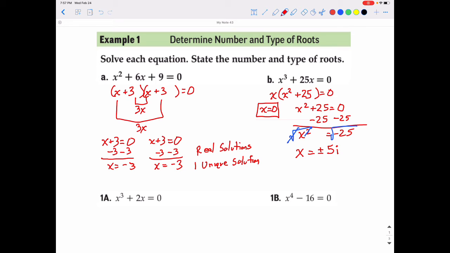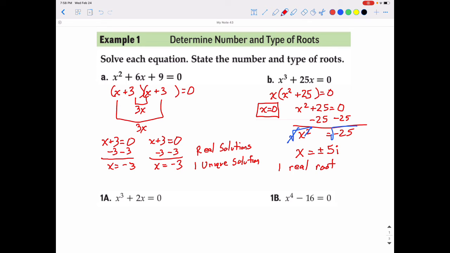So that falls in line with what we would expect from the number of solutions, because with a degree of 3, we should expect to get 3 solutions. But what are the types of solutions or the types of roots that we got? So we got one real root, because 0 is a real number.